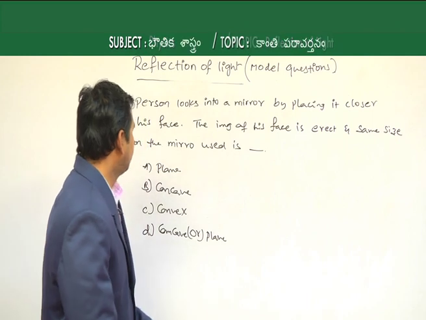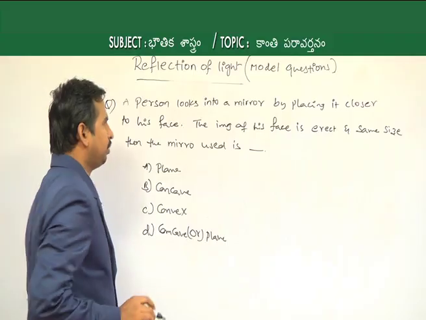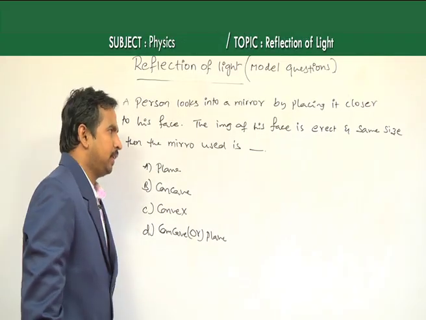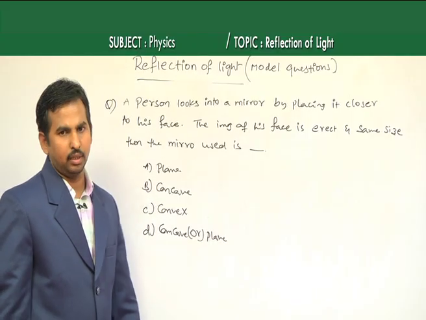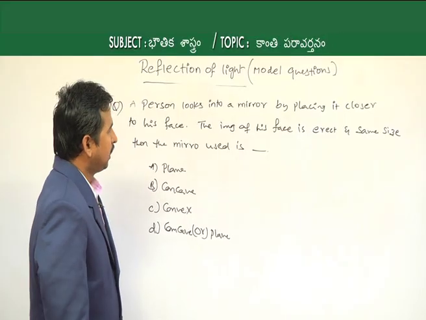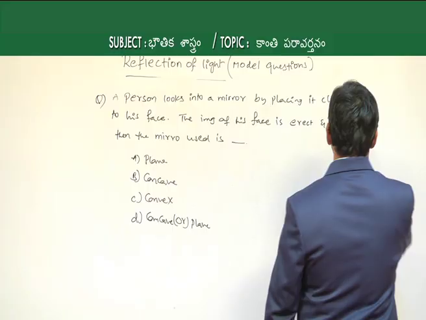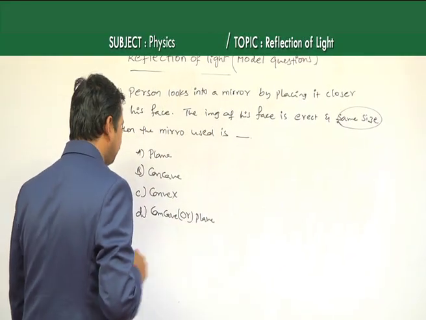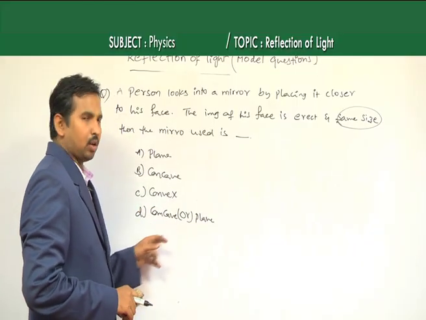Now, we will see another question. Given that a person looks into a mirror by placing it closer to his face, and the image of his face is erect and the same size, the mirror used is. Obviously, we know that as it is given that the image is the same size, the same size images are formed by a plane mirror or a concave mirror here. So, plane mirror or concave mirror.